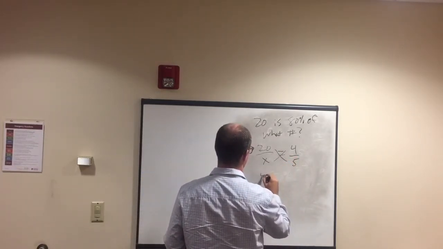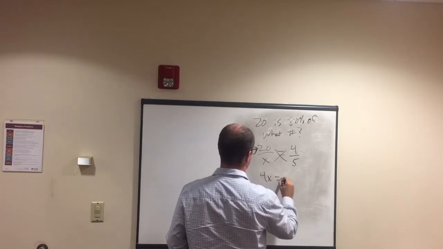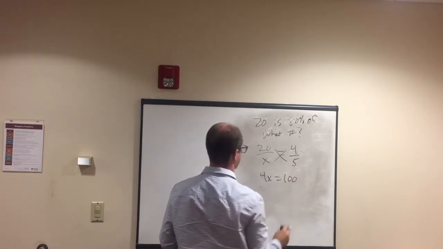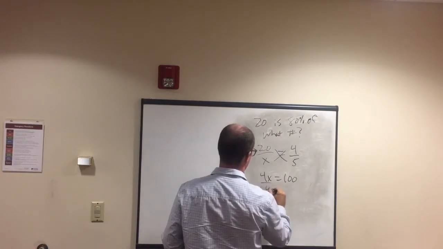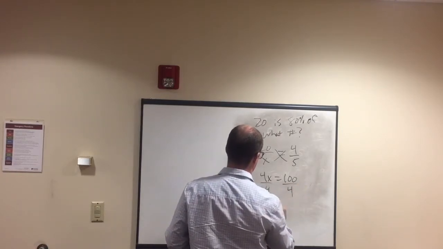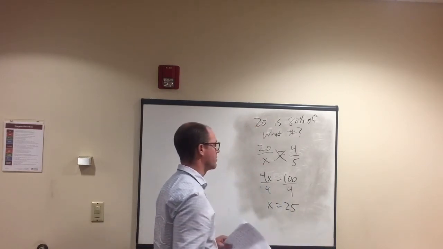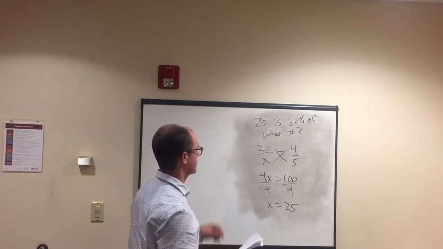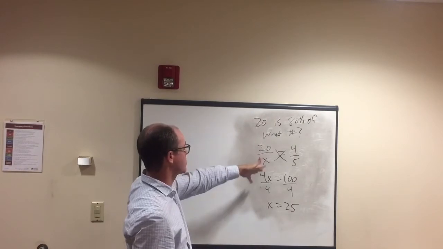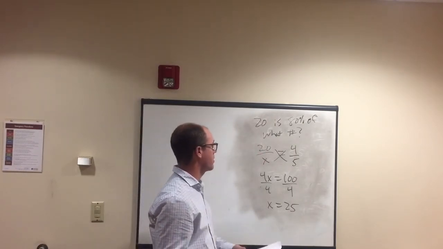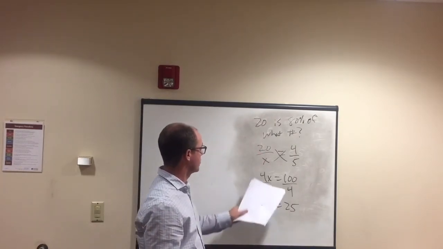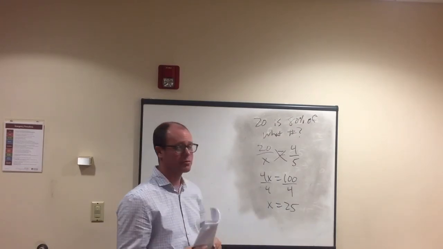Cross multiply. 4x equals 100. Divide by 4, both sides. X equals 25. 100 divided by 4 is 25. 20 is 80% of 25. And we solve that by setting the equation up just like that.